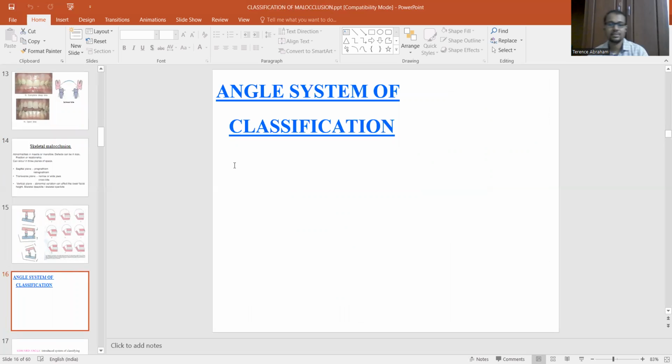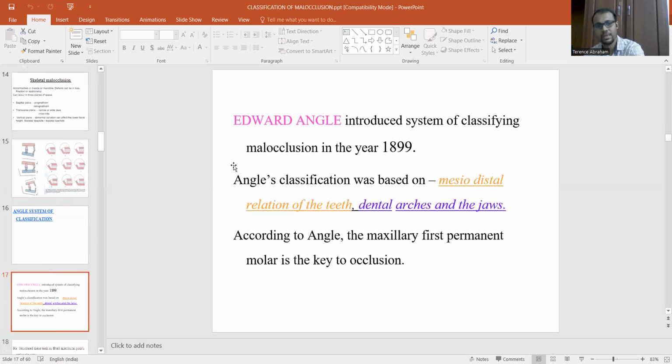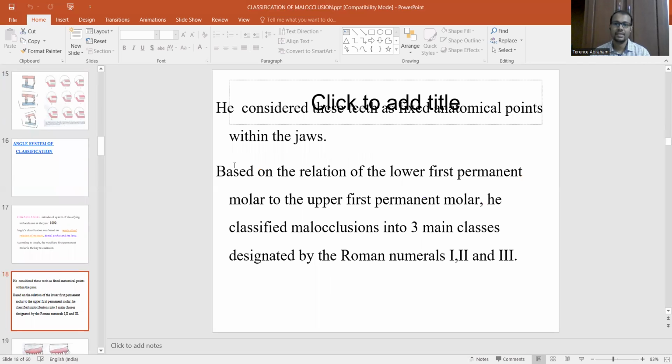Coming to the Angle system of classification, Angle was the first who classified malocclusion into mainly three types. He introduced the classification in 1899, but his classification was based on mesiodistal relation of the teeth, dental arches, and the jaws. According to Angle, maxillary first permanent molar is the key to occlusion. The basic key or basic unit of the classification of malocclusion by Angle was the first permanent molar. He considered it as a fixed anatomical point.